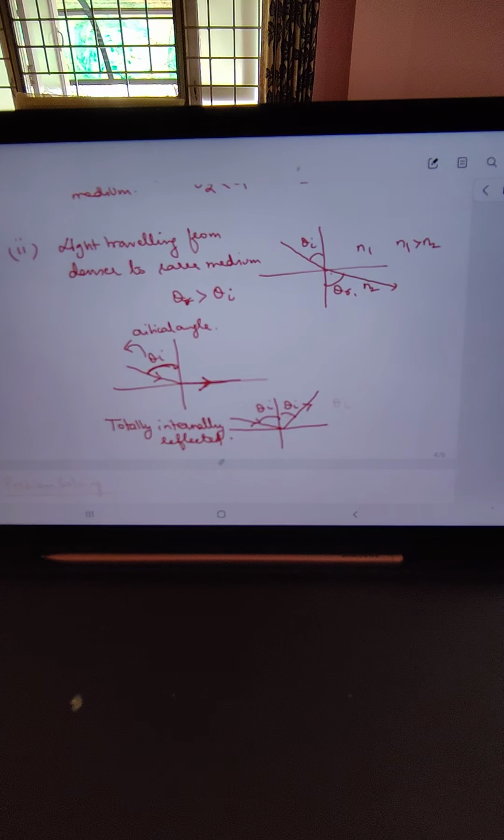And it goes back into the same medium, and when it gets totally internally reflected, it follows the same law of reflection. So theta I over here, and this angle is also theta I, the same angle at which it is going to get reflected, right? So now let us move on to problem solving.